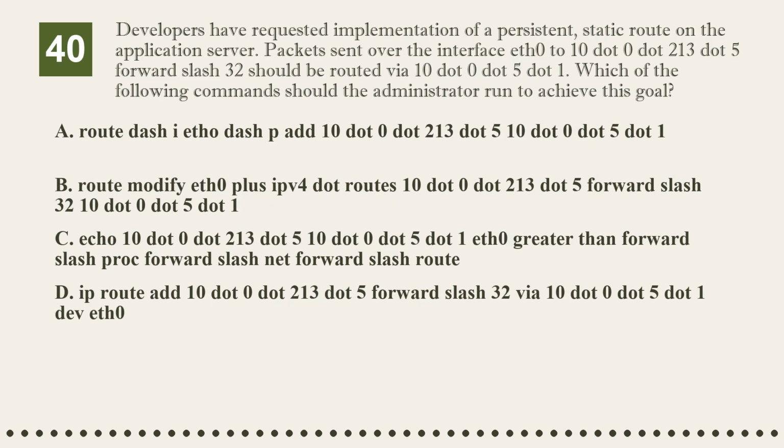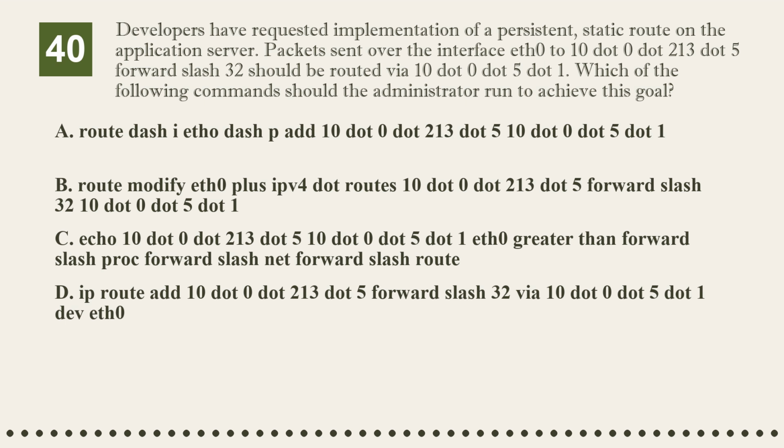Question 40. Developers have requested implementation of a persistent, static route on the application server. Packets sent over the interface eth0 to 10.0.213.5/32 should be routed via 10.0.5.1. Which of the following commands should the administrator run to achieve this goal? Option A, route -p add 10.0.213.5 10.0.5.1. Option B, nmcli connection modify eth0 +ipv4.routes 10.0.213.5/32 10.0.5.1.